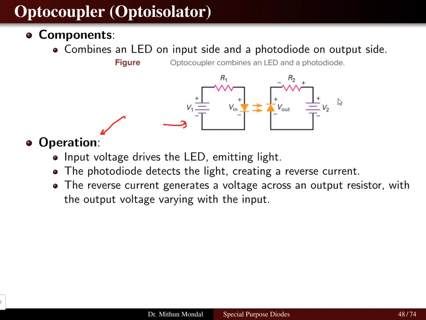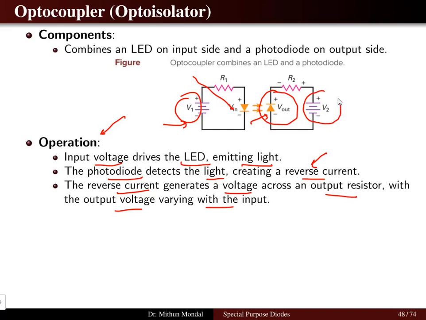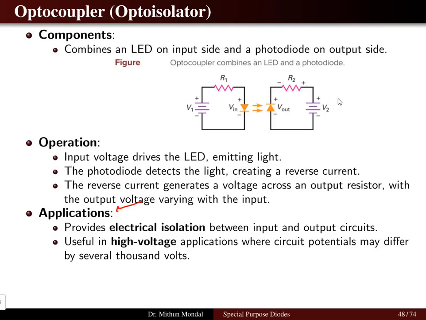If we talk about this circuit, the input voltage V1 will drive the LED. So here you have the LED which is emitting the light. The photodiode will detect the light and create a reverse current. This reverse current will generate a voltage across an output resistor, with the output voltage varying with the input. So you will be getting the output voltage V2 depending upon the input voltage V1 you are giving to the LED. Optocouplers provide electrical isolation between the input and the output circuit.